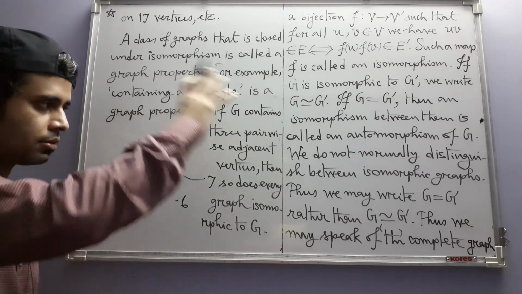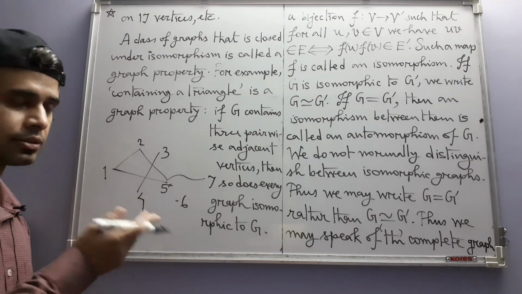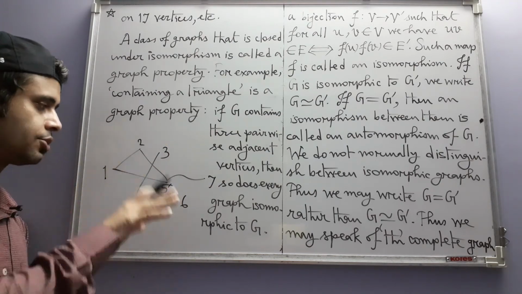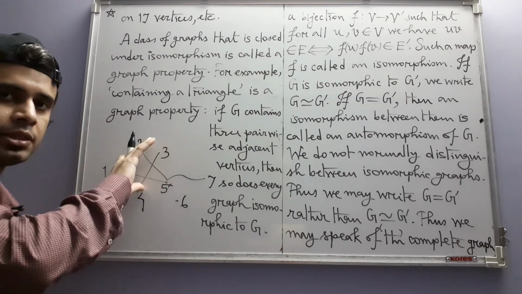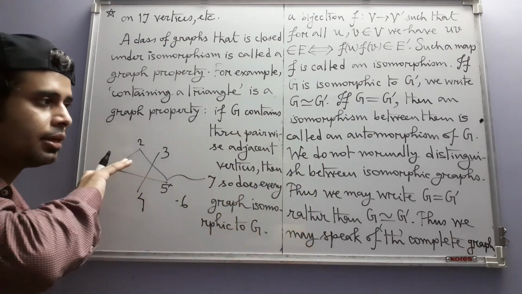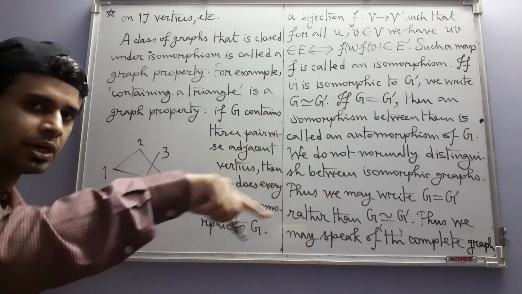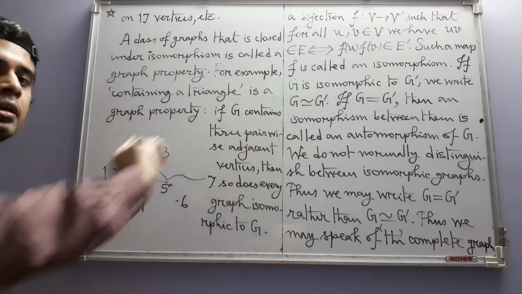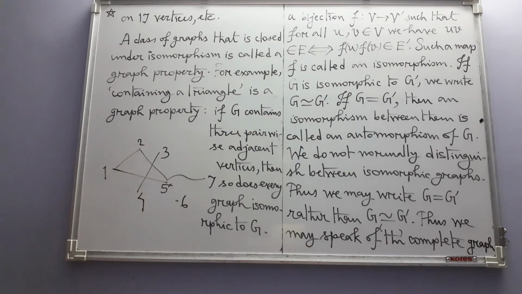example, you will have many different graphs containing a triangle. If you apply an isomorphism to such a graph, then all the vertices will change. They will be mapped onto some 3 other things. In that graph also, those 3 other things will be pairwise adjacent, forming a triangle there. So that's why containing a triangle is a graph property.